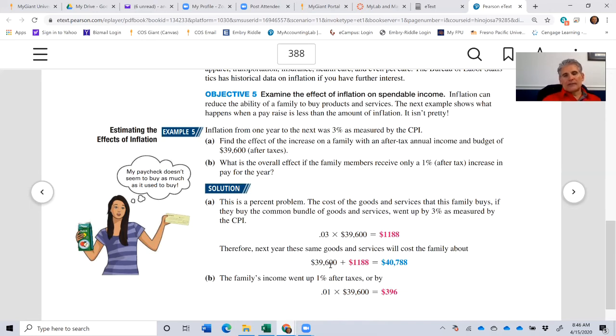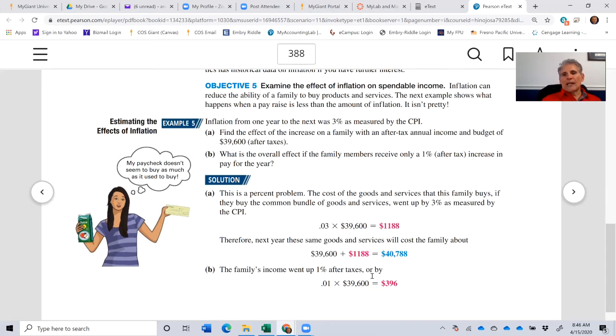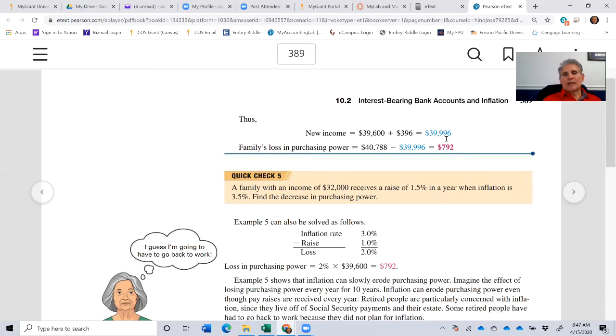Now, let's say the income earners of the family get a 1% increase after taxes. Well, if they had $39,600 before, they're going to add 1% to that. So that's $396, right? We're going to add the $396 to the $39,600, and we're going to get $39,996. Now we'll compare, this is the amount of money more that they're making this year compared to last year. But we're going to compare that to the inflated amount, what occurred for inflation.